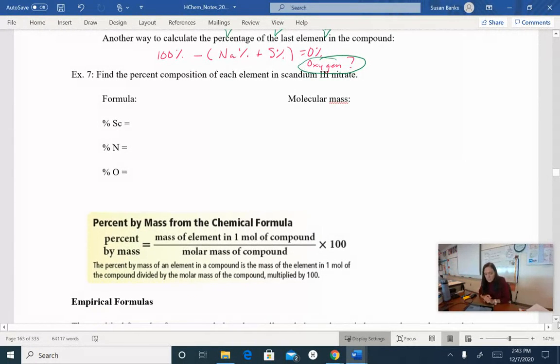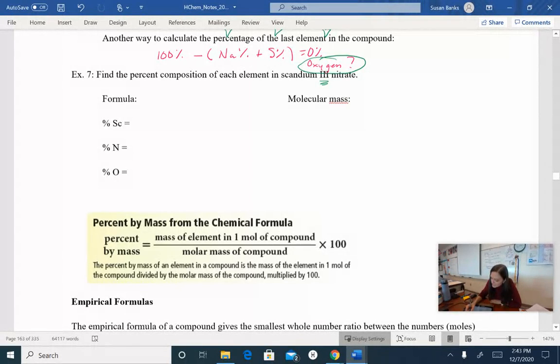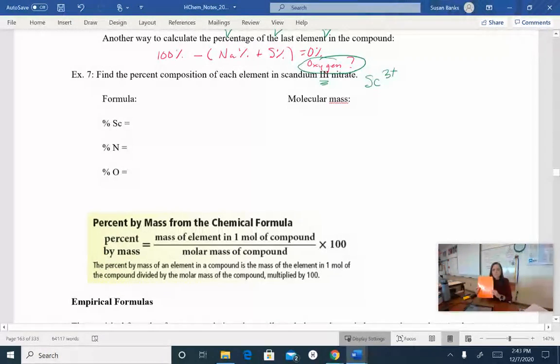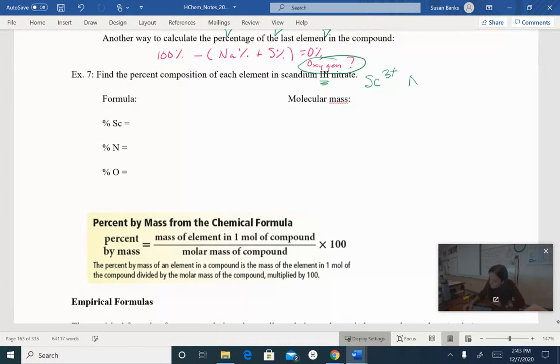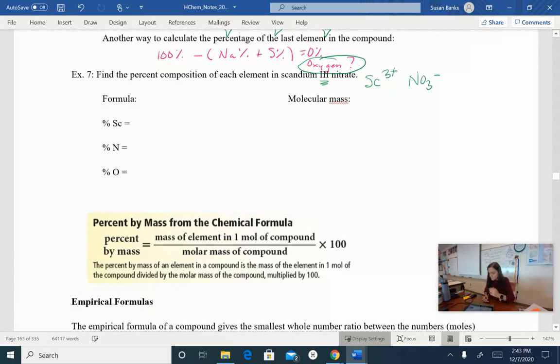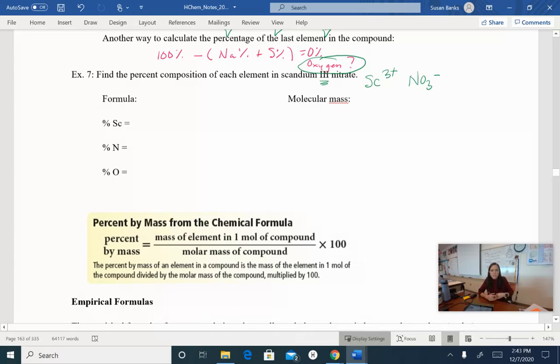All right, number 7. I want to find the percent composition of each element in scandium-3 nitrate. So that 3 right there tells me that scandium is a +3. And if I look on my polyatomic sheet, hopefully you guys all have a polyatomic sheet handy, nitrate is NO3 -1. Okay, now the next thing we've got to do is figure out the ratio. How many scandiums do we need and how many nitrates do we need when we put them all together for the sum of the charges to equal 0?